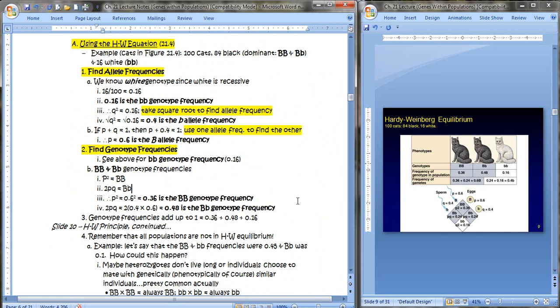So all we have left to find is 2PQ. Well, we just plug it in. 2 times P times Q, which is 0.4 and 0.6, then you get 0.48. And this all better add up to 1. 0.36, 0.48, 0.16, and they all add up to 1.